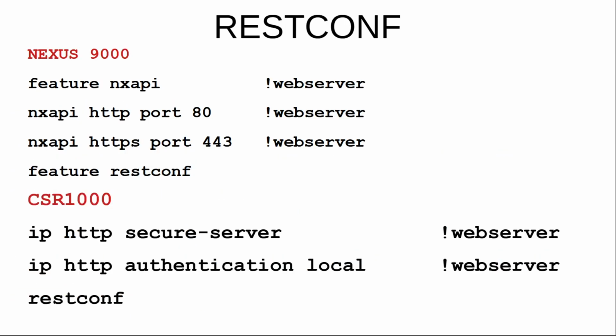In order to configure Restconf on the Nexus 9000, you have to enable the web server using the command feature nxapi, and you will have to enable ports 80 or 443, and then enable the Restconf feature using the command feature restconf. For the CSR 1000, you have to enable HTTP with the ip http commands, and then enable Restconf with the command restconf.